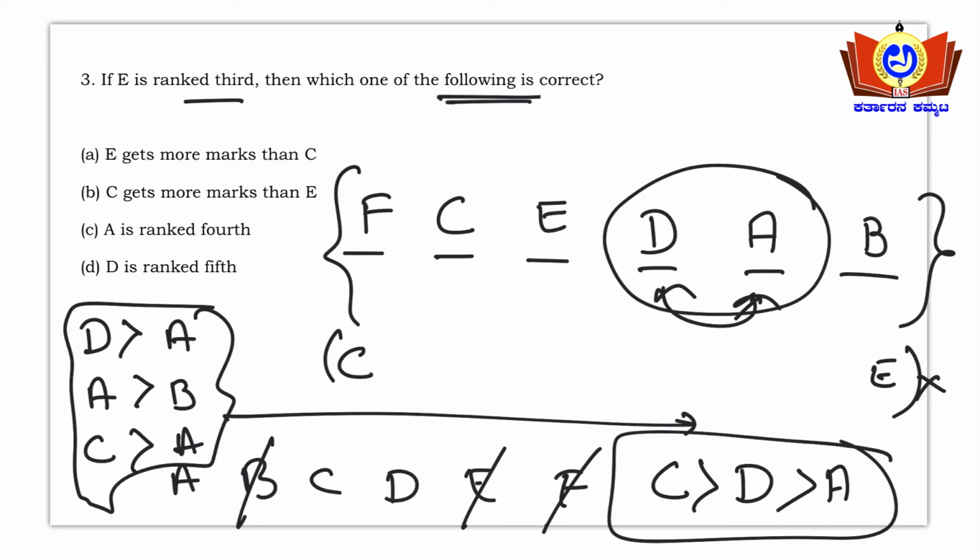If E is ranked third, then which of the following is correct? E gets more marks than C? No, this is wrong. C gets more marks than E? C gets more marks than E, so this is correct. A is ranked 4th? 1, 2, 3, 4, no, A is ranked 5th here, so this is wrong. D is ranked 5th? 1, 2, 3, 4, D is ranked 4th here, so this is wrong. So option B is the right answer, my dear friends. Moving on to the next question.